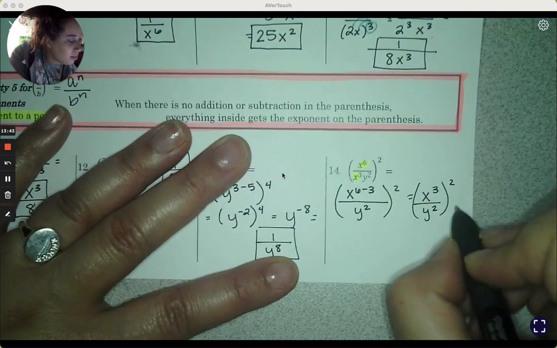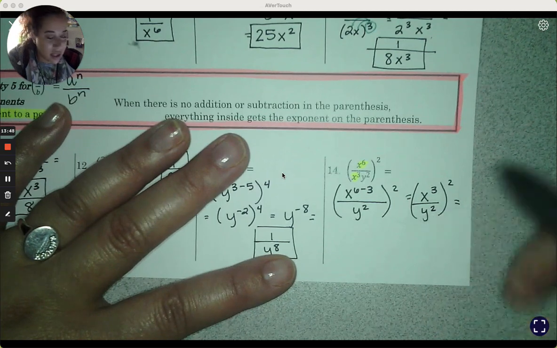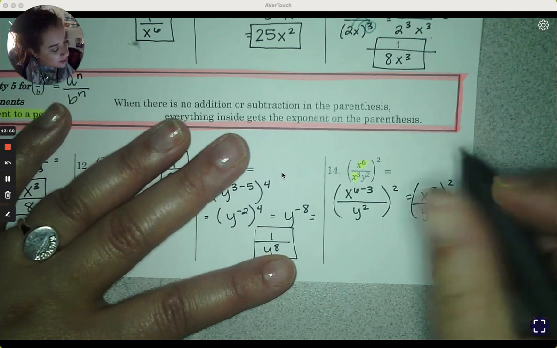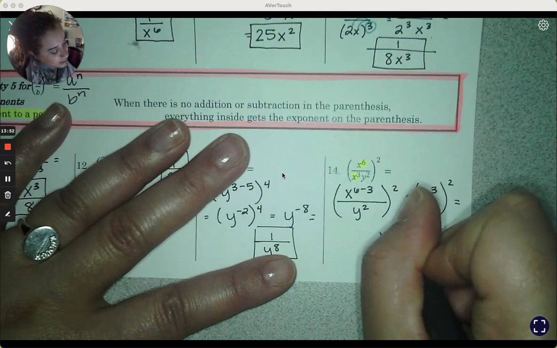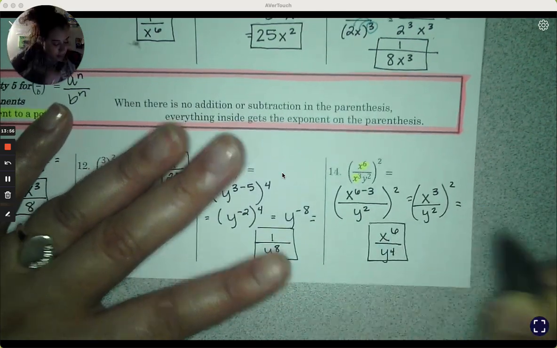So I have to square everything. So I have to multiply by 2 to everything inside the parentheses. So I get an x to the 6, y to the 4.